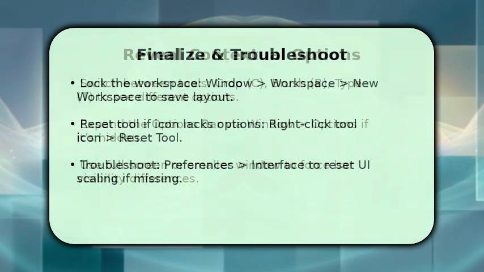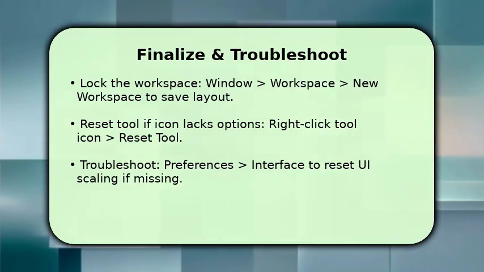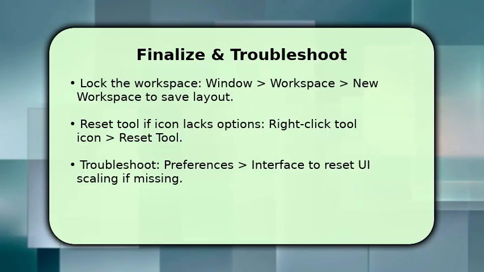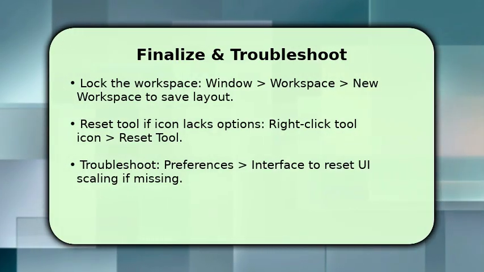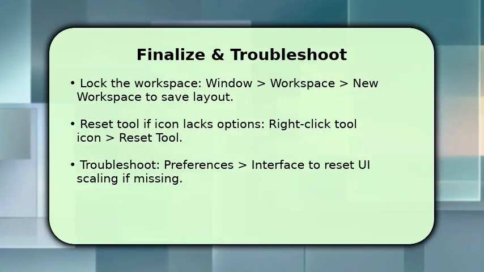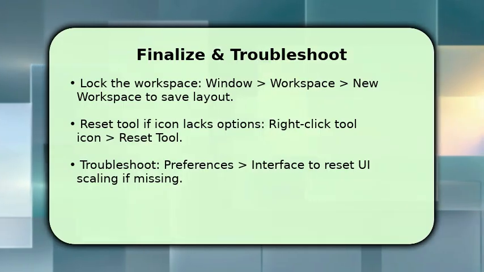Finish by saving your customized layout so contextual options stay where you want them. Window, Workspace, New Workspace. Make sure to test multiple tools because each one exposes its own taskbar elements. If a tool shows no options, right-click its icon and choose Reset Tool or Reset All Tools to restore defaults.